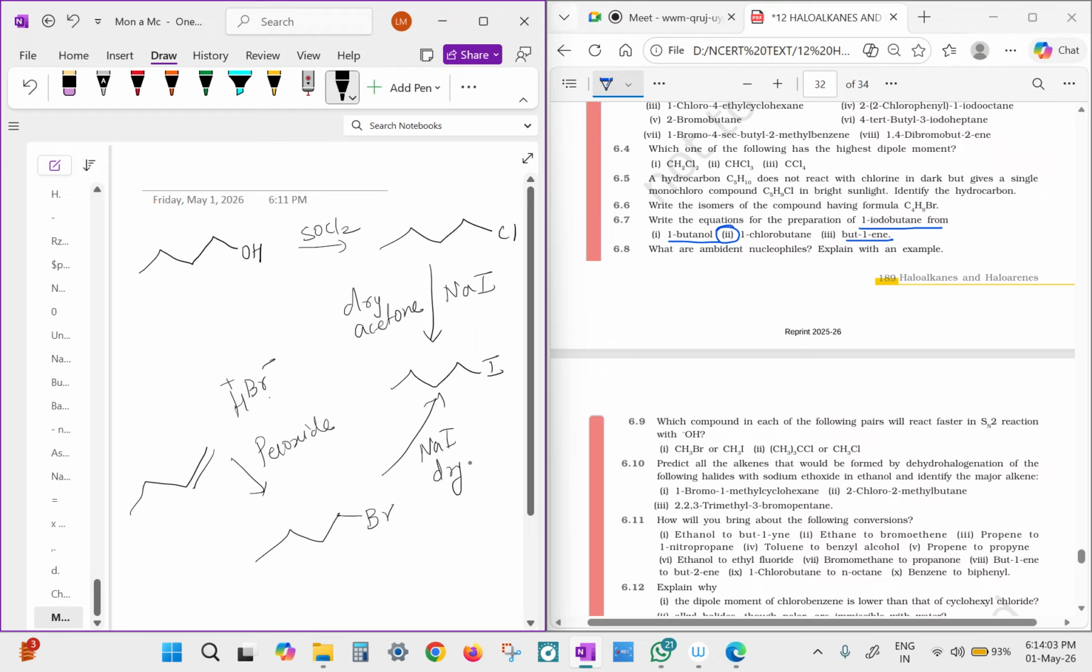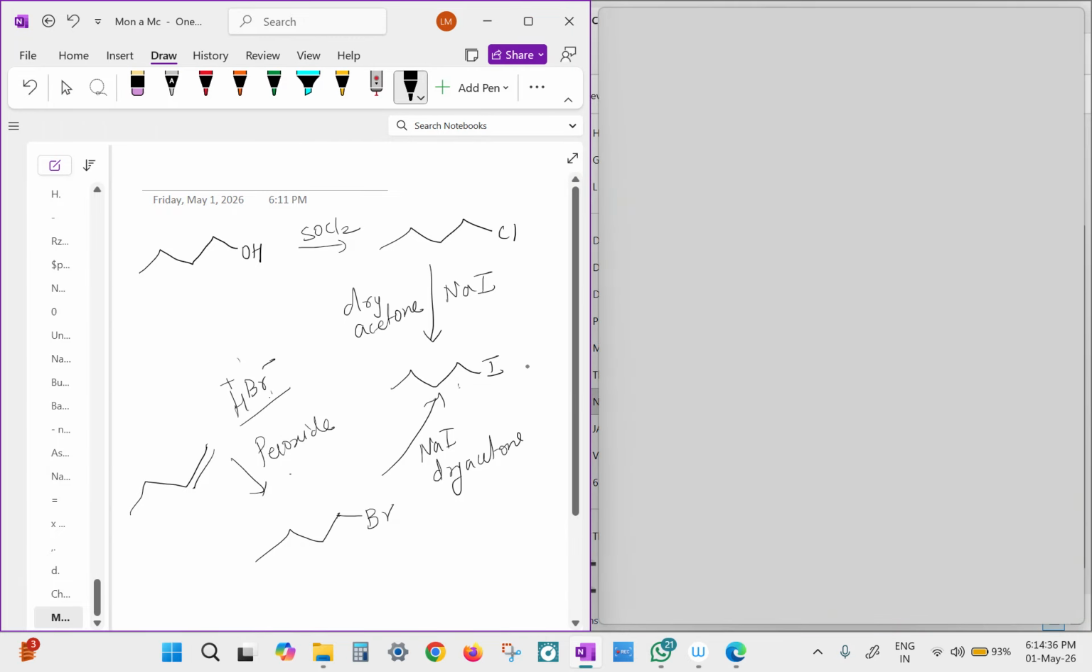Is that okay? Yes, ma'am. So direct HI through anti-Markovnikov doesn't happen. And add anything normally, then you try to substitute, will take it to the second position. So the only thing that can be added according to anti-Markovnikov addition to get you the functional group on the first carbon is HBr. So add HBr in peroxide and then take it through the Finkelstein reaction to your desired product. Clear, children, all three of you? Yes, ma'am.